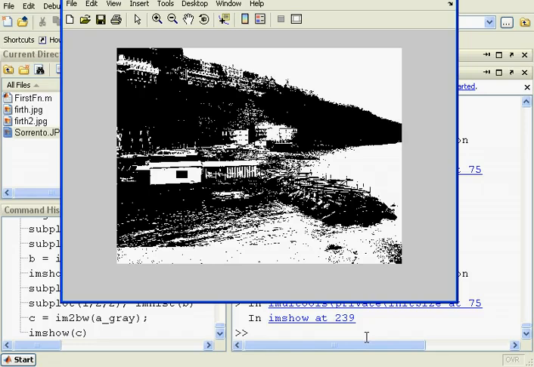Matlab has picked a threshold value, and just say for the sake of argument it's 100. So any pixels that are in the range of 0 to 99 become black, so that'll be along there, and any pixels that are 100 or more become white. So we end up with that.